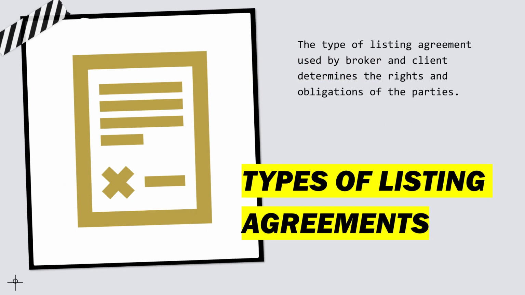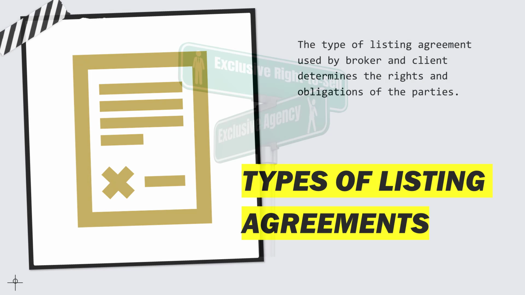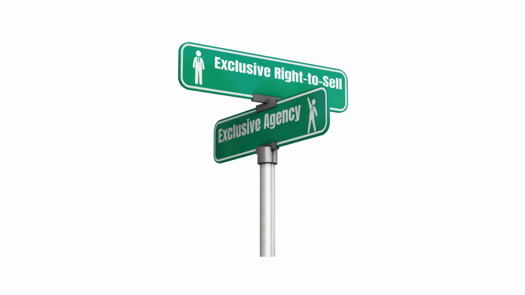Types of listing agreements. The type of listing agreement used by broker and client determines the rights and obligations of the parties. A listing agreement can be exclusive to one broker or made available to multiple brokers. So two important terms that we want you to know from this video: know the terms and know the difference in the meaning of these two terms, exclusive right to sell listing and exclusive agency listing. Notice both listings begin with the word exclusive. In both cases, one broker is employed as the seller's sole representative.